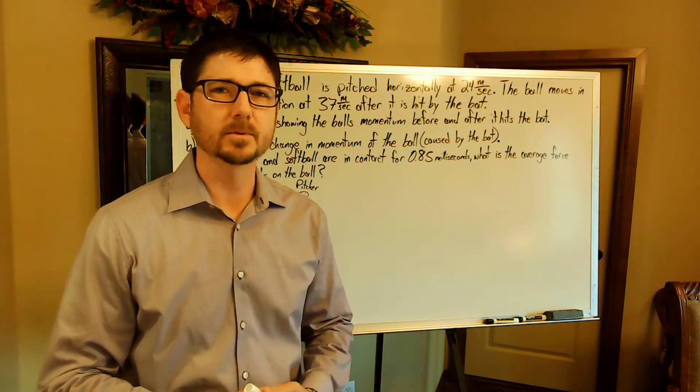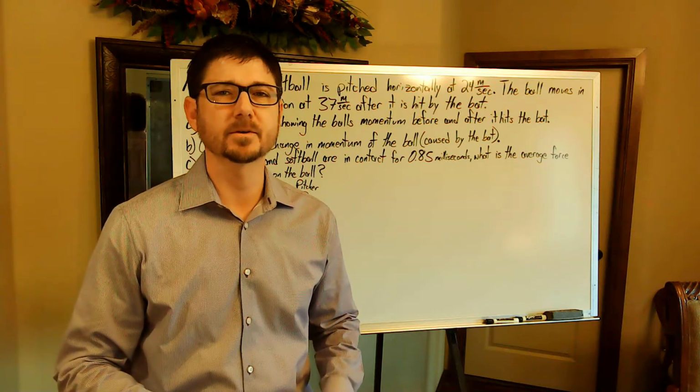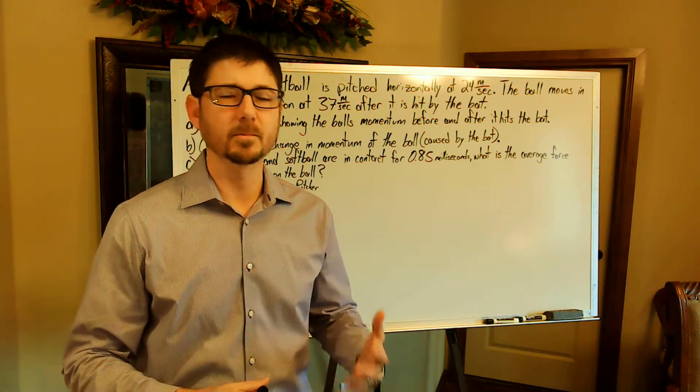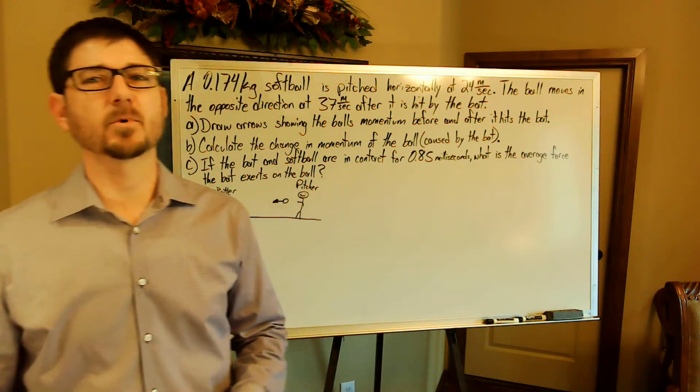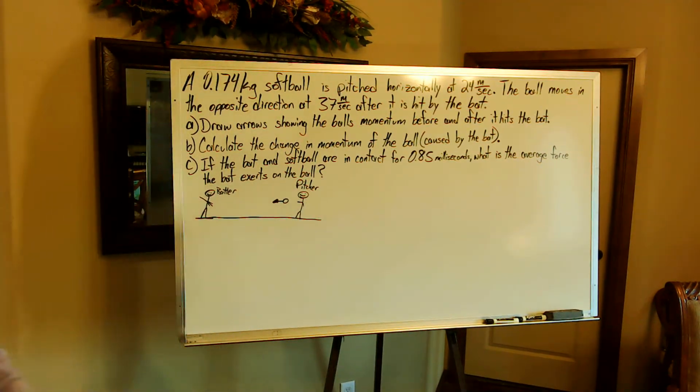So there are two problems on the Impulse-Momentum Theorem: a softball problem and a rocket problem. I'm going to do number one with you, the softball problem. A 0.174 kilogram softball is pitched horizontally at 24 meters per second. The ball moves in the opposite direction at 37 meters per second after it is hit by the bat.